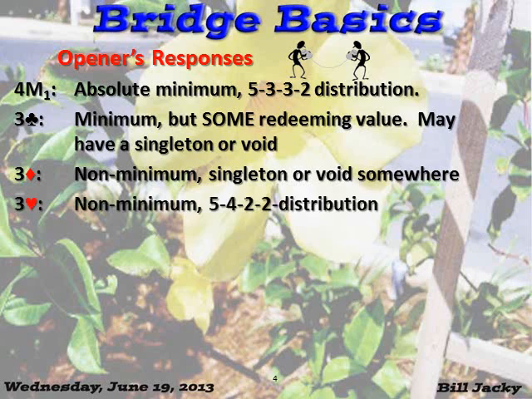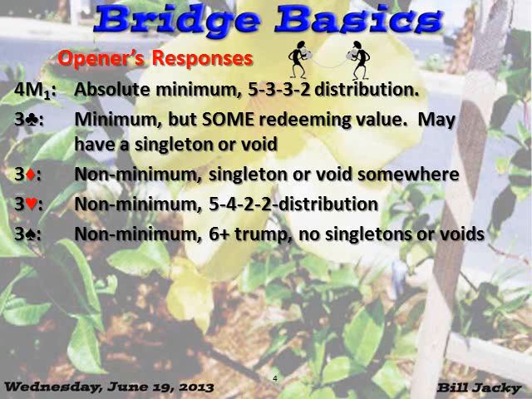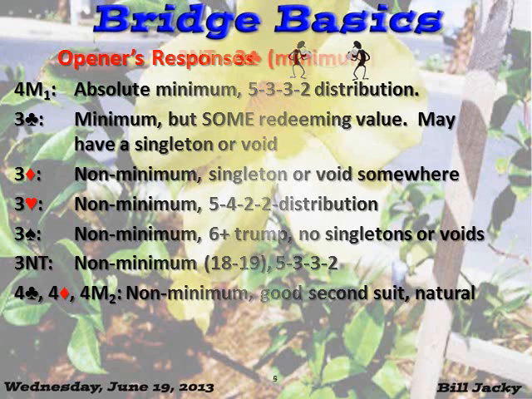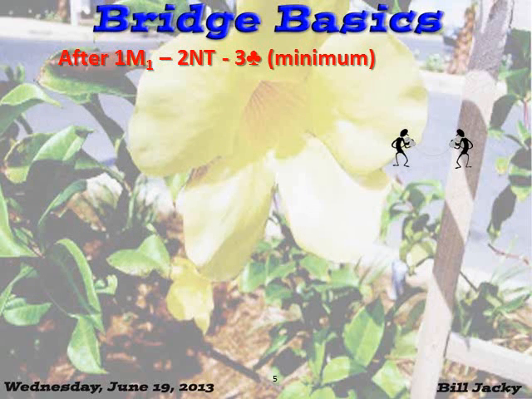Three hearts, non-minimum hand, 5-4-2-2 distribution. Three spades, non-minimum. Six or more trump, really only six or seven because you have no singletons or voids. Three no trump is a hand you would have rebid two no trump had partner bid some suit. And lastly, four clubs, four diamonds, or four of the other major shows what you would have done in the old system. It shows a non-minimum hand, though, with a good second suit. They define good as two of the top three. That's probably sufficient. Now the memorization work begins.